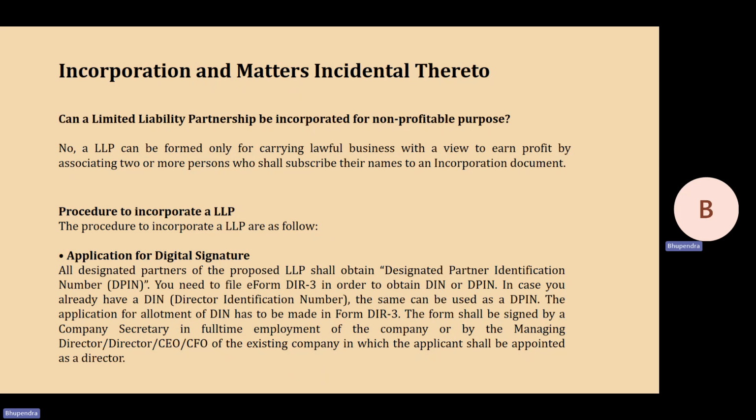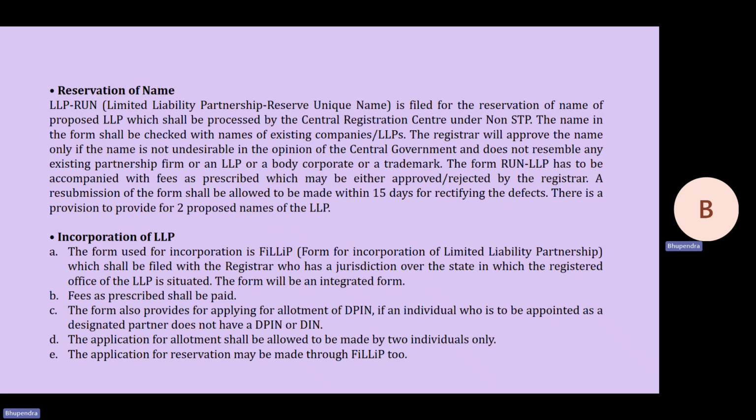A form is filed for the reservation of the name of the proposed LLP, which shall be processed by the Central Registration Center under non-STP. The name in the form shall be checked against the names of existing companies and LLPs. The registrar will approve a name that is not undesirable in the opinion of the Central Government and does not resemble any existing firm, LLP, body corporate or trademark. That means for the reservation of the name, we need to select a unique name which, in the eye of the Central Government, is acceptable and does not resemble any existing company.